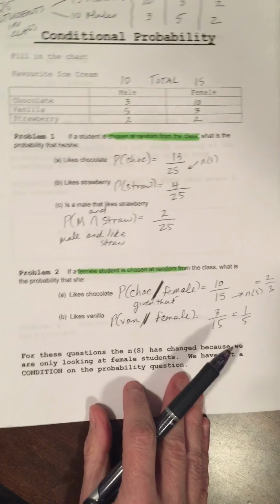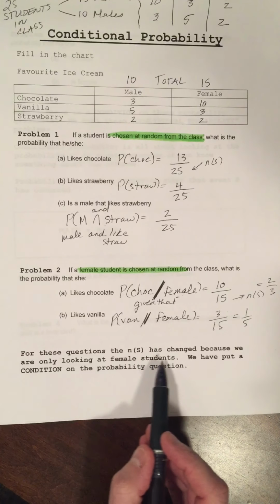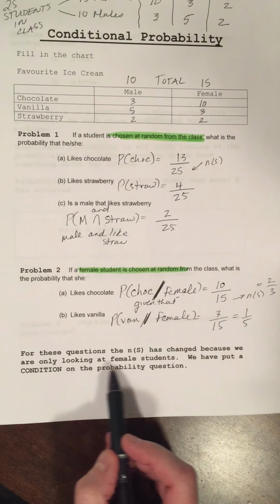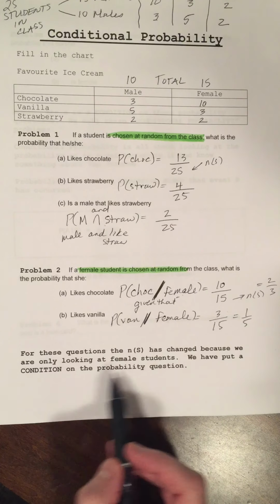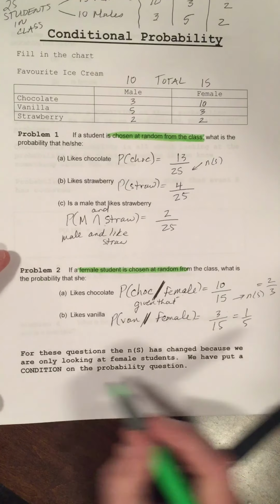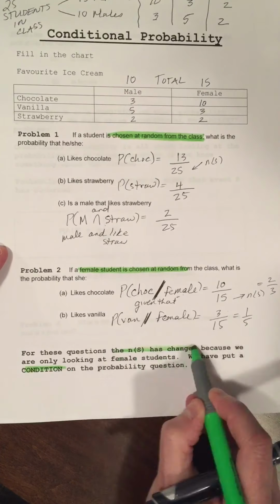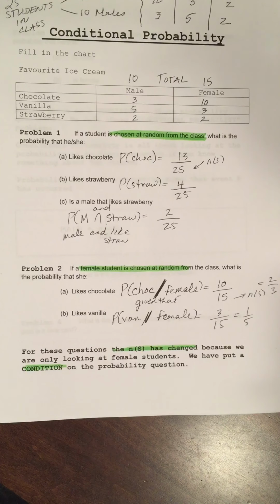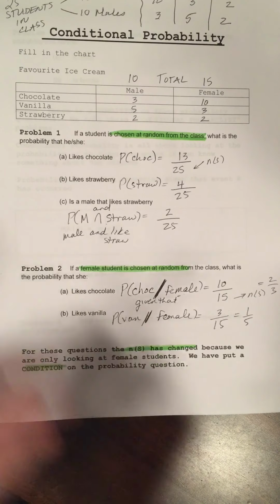So hold on, let's read this last little blurb. For these questions, the NS has changed because we're only looking at females. We have to put a condition on the probability. And the whole idea is that the NS changes from that classic 25. Okay, let's flip when you're ready.